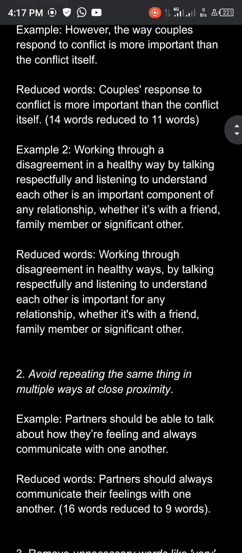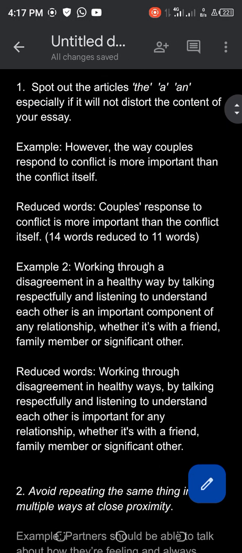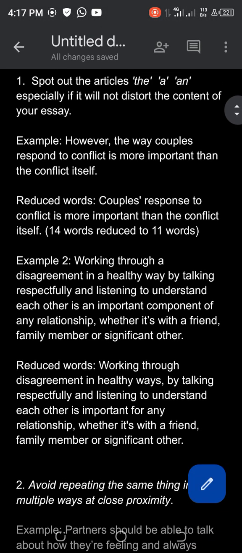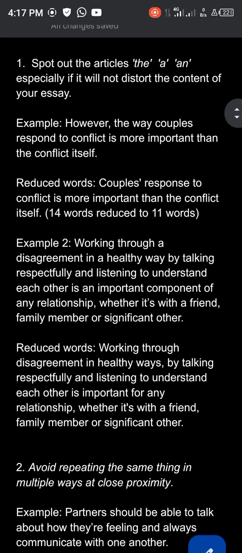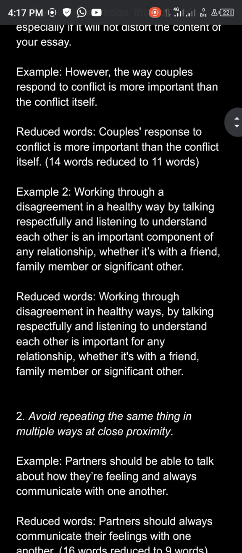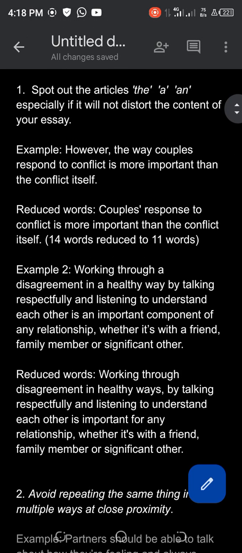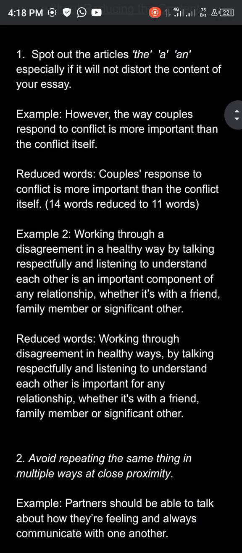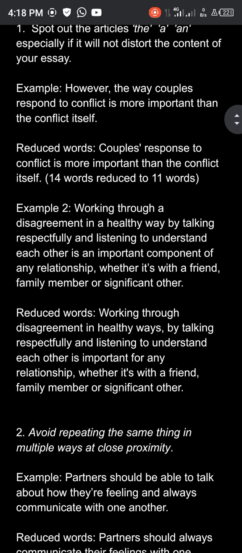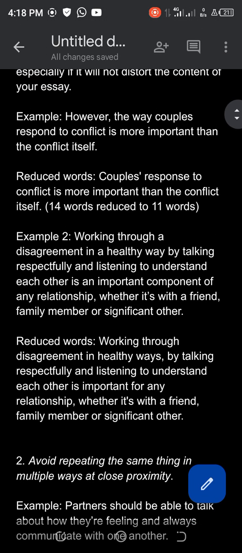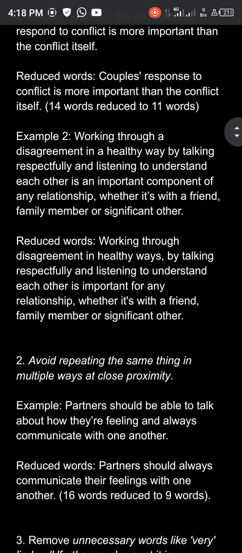If you notice these words, the article a that we have in the first sentence has been removed. The article has been removed, especially the, the or an, that is not necessary, has been removed, yet the content of this sentence is still intact.